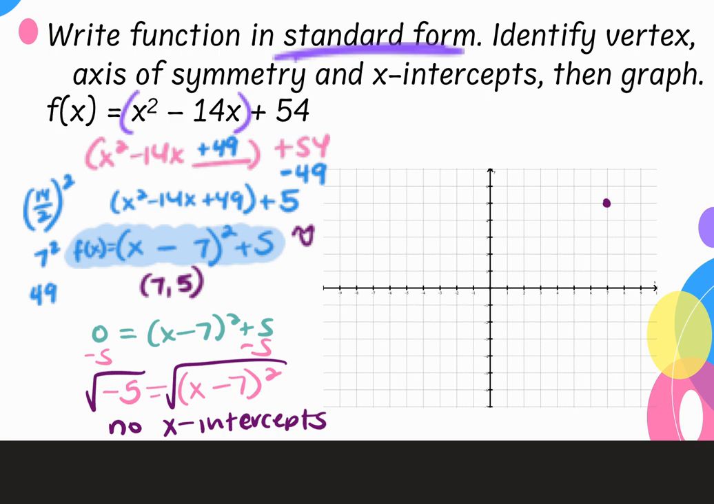Where's your axis of symmetry? X equals 7, right? So it runs through here. So it's not going to point down, which means it's not going to have x-intercepts.